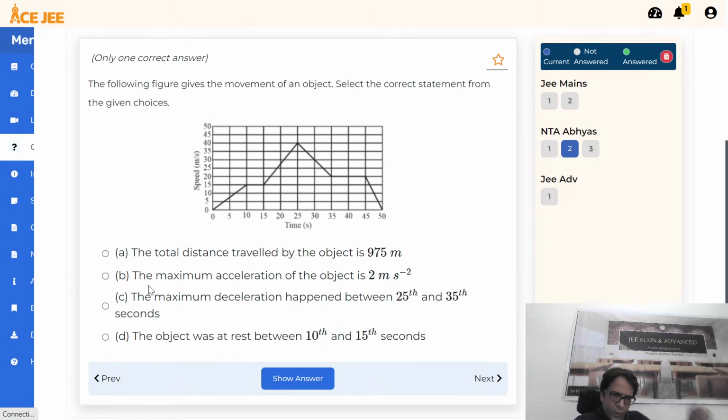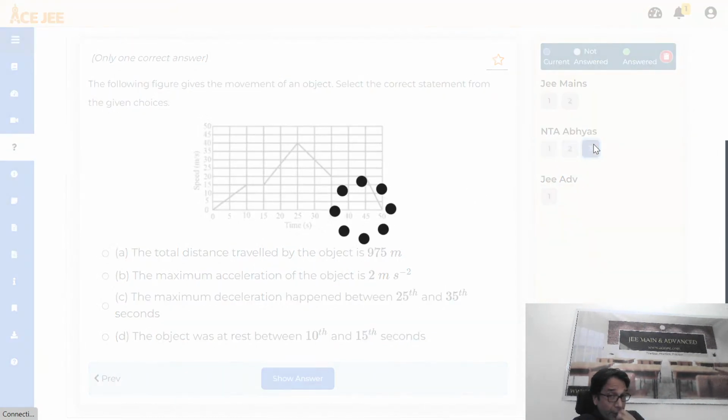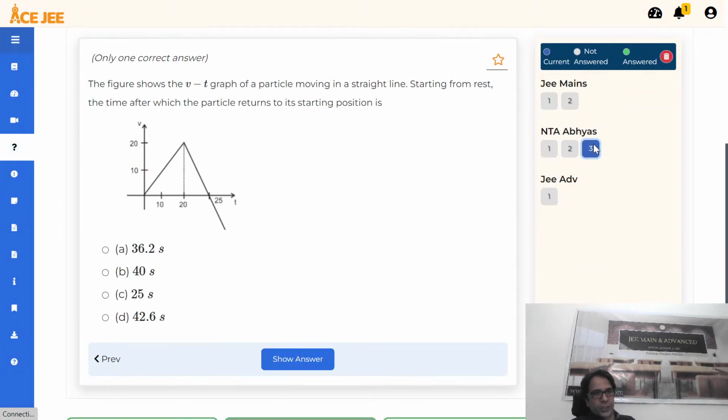Let's go ahead and quickly look at the third question, and then we'll dip into the JEE Advanced question, just to see if we have something exciting there. What is this question asking? It says the figure shows the v-t graph of a particle moving in a straight line, starting from rest. Find the time after which the particle returns to its starting position.